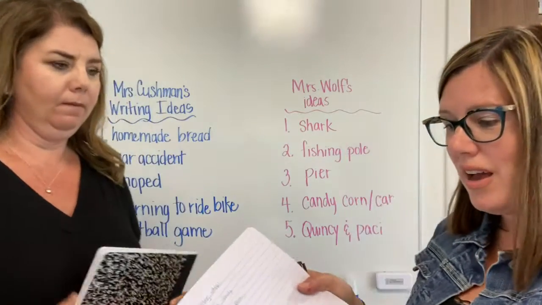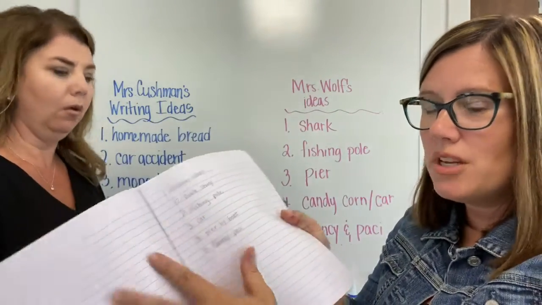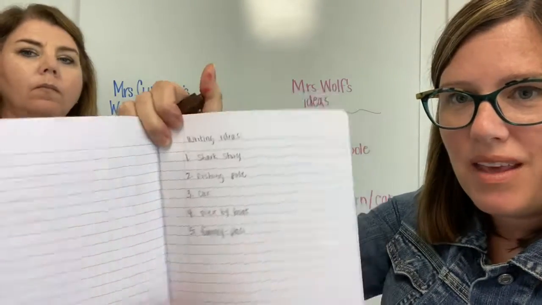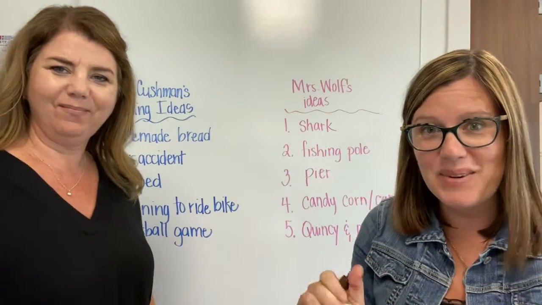Okay, and so I have my person, place, thing idea chart in my notebook. So I'm just gonna turn to the next blank page, and I'm gonna write writing ideas at the top. And there they are. There's all 5 of them. Okay, we can't wait to see yours.